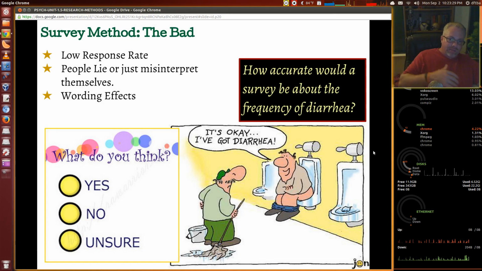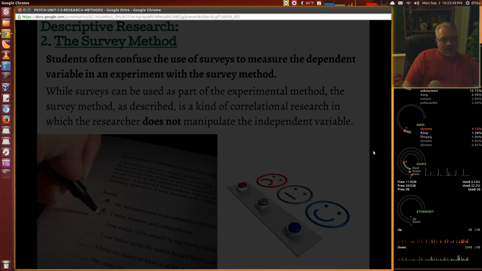Here's the perfect example. How accurate would a survey be about asking someone about the frequency of their diarrhea? I mean, if you're asking the general public, how many times do you have diarrhea? People aren't really going to want to tell you about that nasty business. So you could get a very low response rate on this one, and people could lie and say, not me, I never have any problems down there, or misinterpret themselves completely. And wording can affect this in a big way.